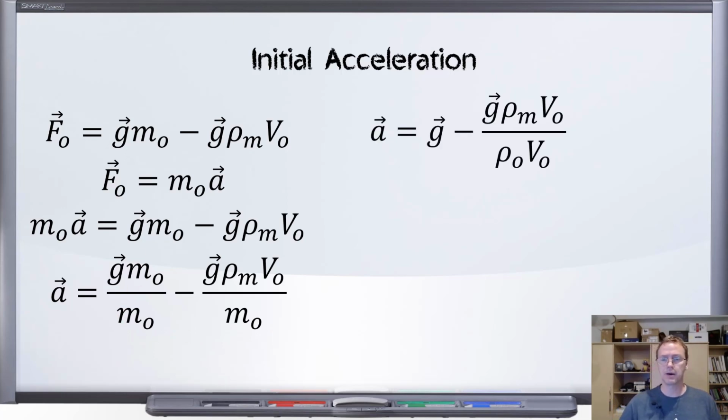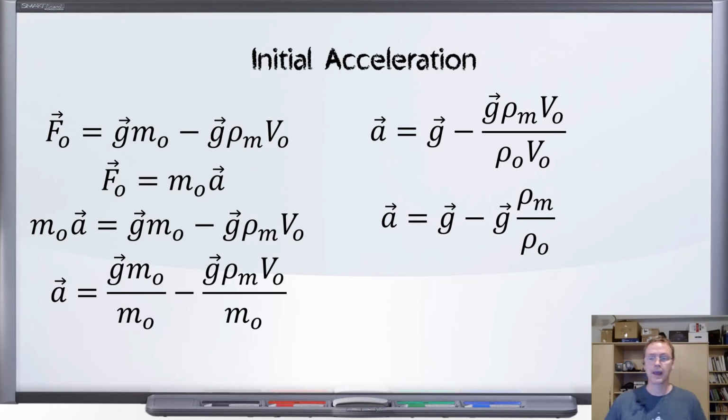Now, mass divided by mass, I'll cancel those out, and so those can go. And over here, I'm going to replace mass with density times volume. I'll do that so that I can drop the volumes. And now I've got this expression. The initial acceleration is this term.